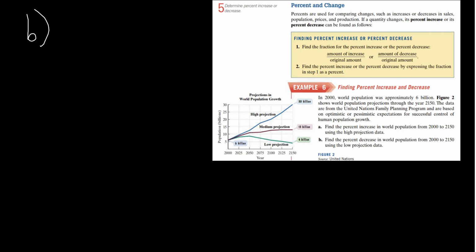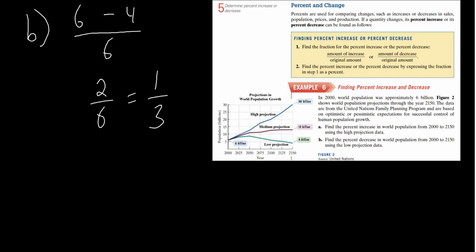So same kind of procedure here. Again, we're wanting to find the amount of decrease, right? So we are decreasing. Our original amount is going to be 6 billion, and we're going to go down to 4 billion. Well, 6 minus 4 is 2. 2 over 6, or that's 1/3.